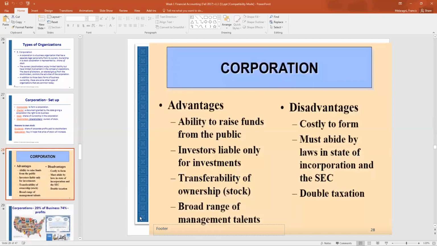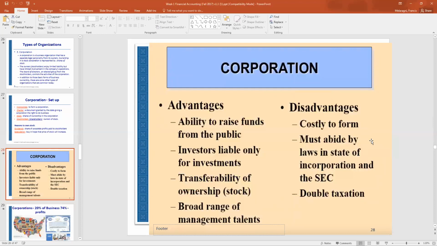So advantages and disadvantages. So advantage, you can raise money. Investors are liable only for their investments, so your personal assets are not at risk. It's easy to transfer ownership from one person to another by selling stock. And as the corporation grows, and particularly if it becomes a large corporation, then you have the opportunity to bring in a broad range of ideas and talent. To form a corporation, typically you're going to have to hire an attorney.